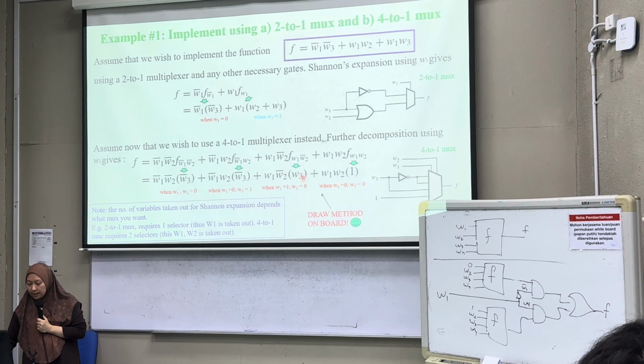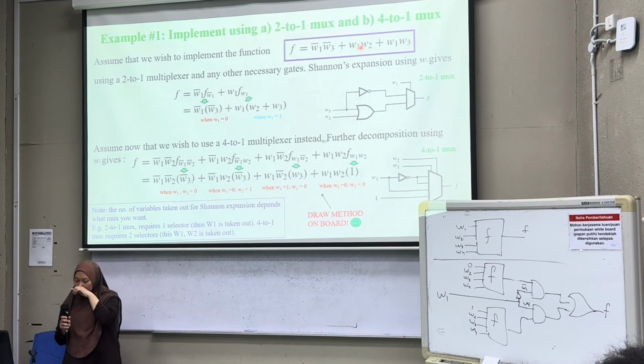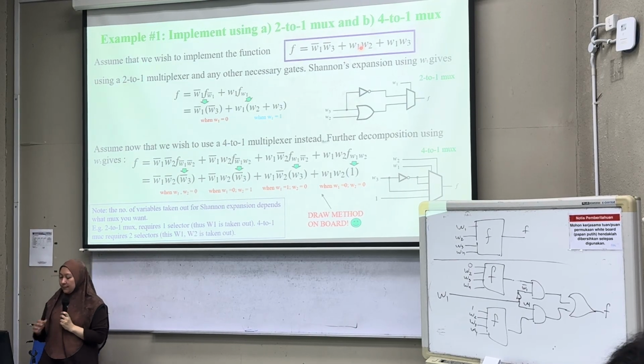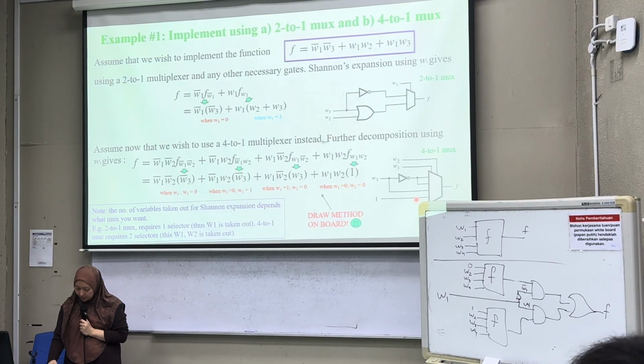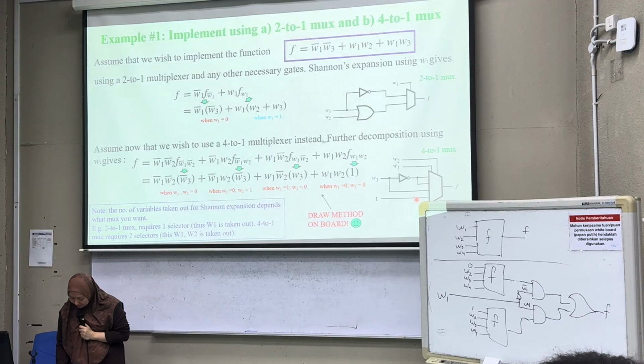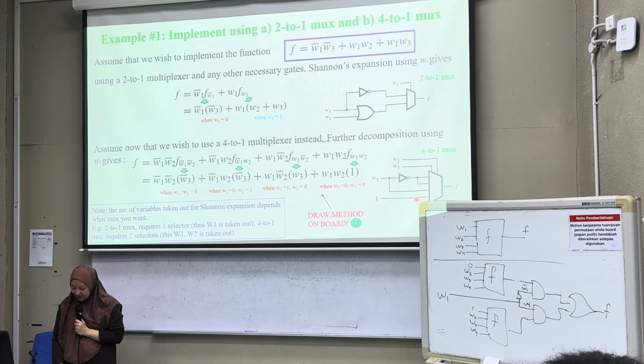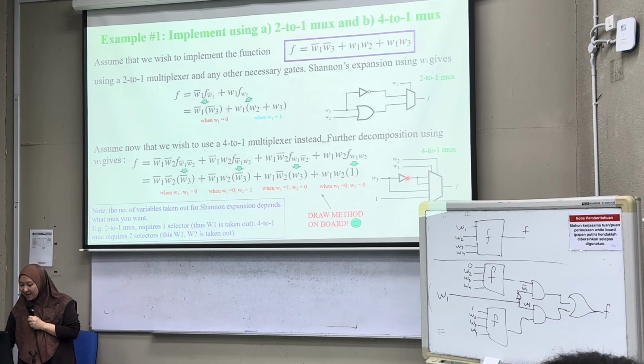When W1 is 1 and W2 is 0, you have this term only, and when both are ones, you have only one. So you say it's one. From there, I don't think I need to draw on the board because it's written here. I've drawn it already, so this is the result.